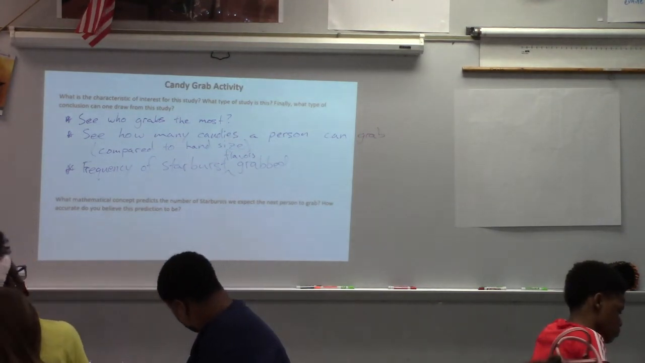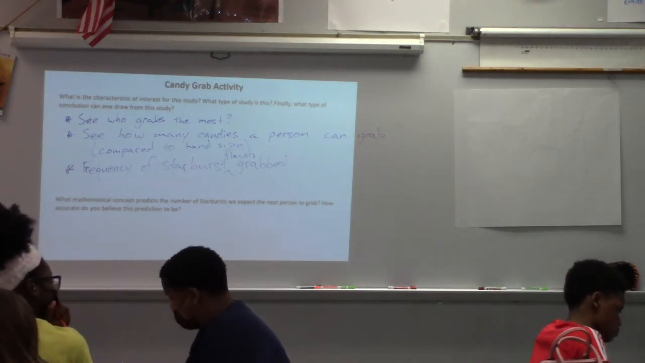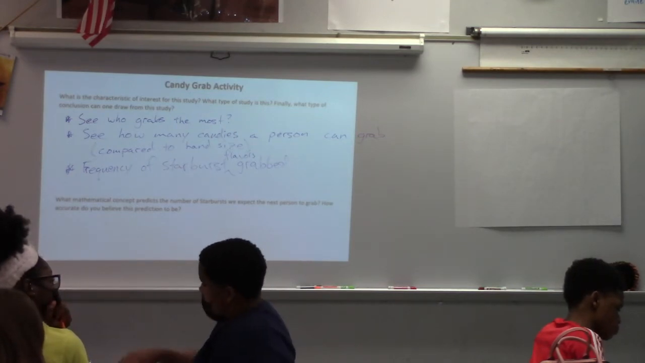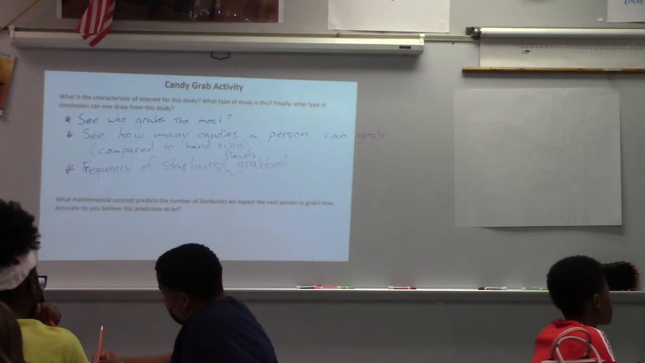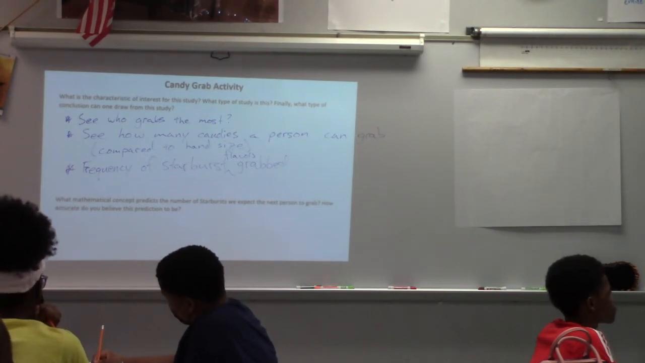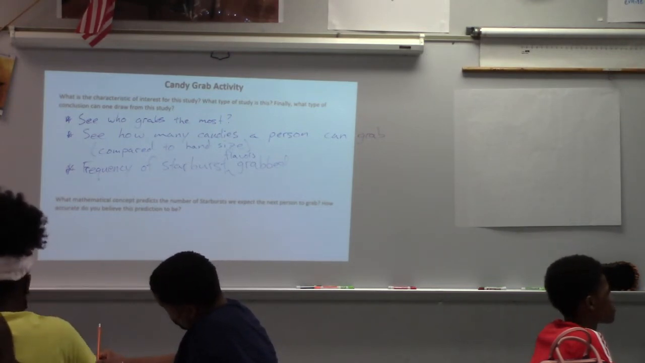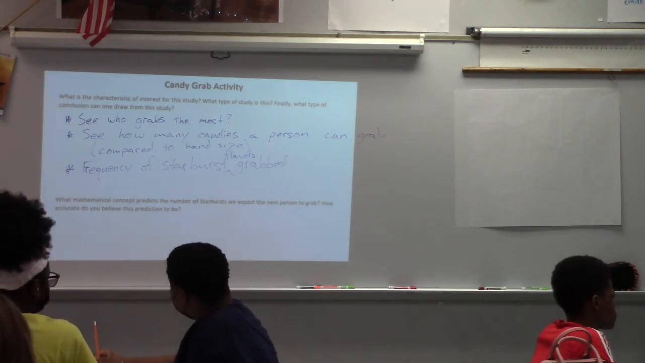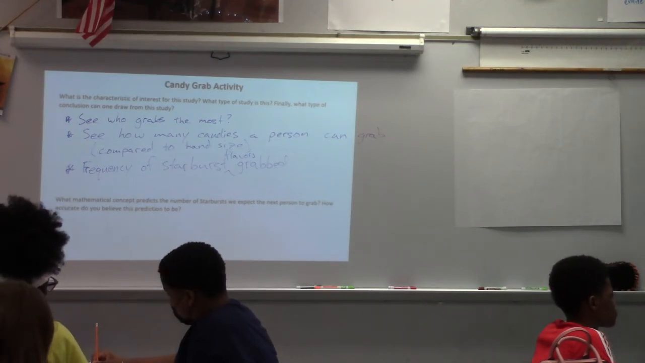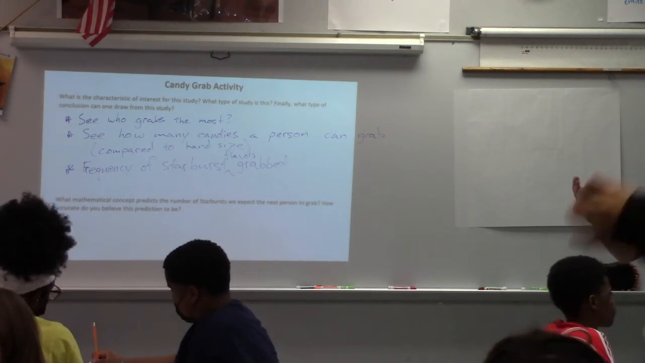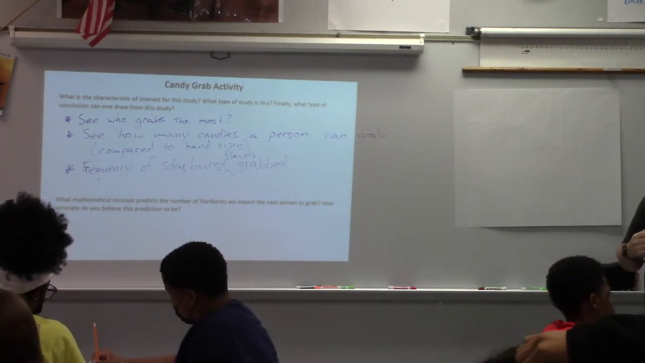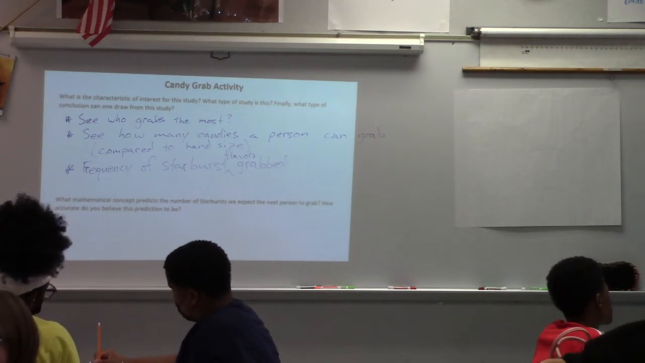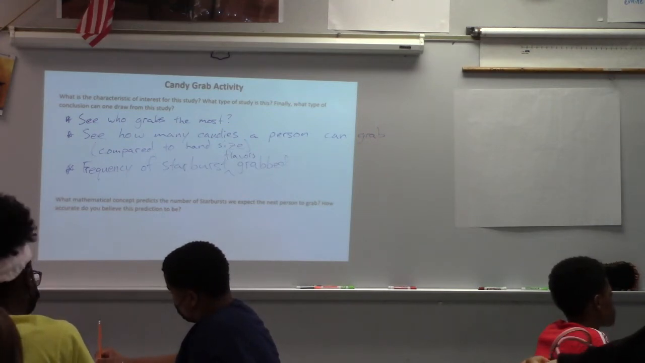So it's not necessarily the most, but when we say see how many candies a person can grab, well, hold on. Just wait a second. When we're talking about how many candies a person can grab, the thing we would want to recognize is, is everyone going to grab the same amount? No, right? Winter already brought up the idea that hand size might go together with how many candies you can grab. So we're going to actually look at that a little bit more later.